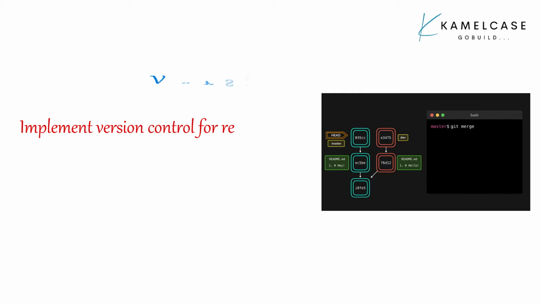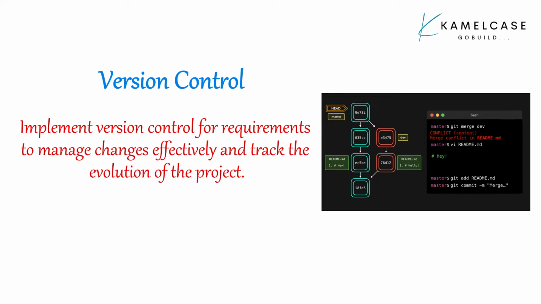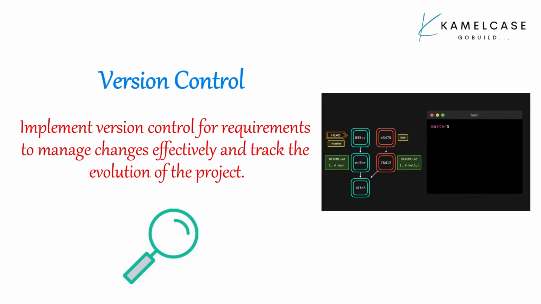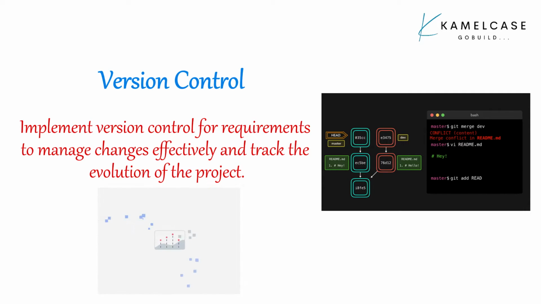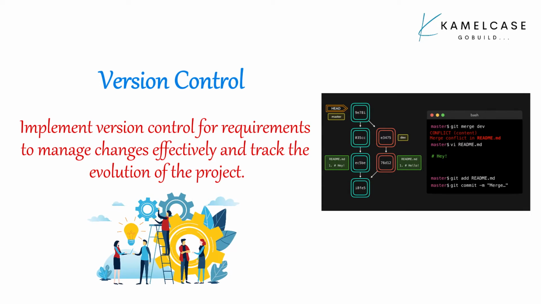Version control. Introduce version control for requirements to proficiently manage changes and monitor the evolution of the project. This systematic approach enables teams to track modifications, ensuring transparency and accountability throughout the development life cycle. By implementing version control, organizations enhance their ability to maintain a clear audit trail, facilitating efficient collaboration and minimizing the risk of errors or misalignments.